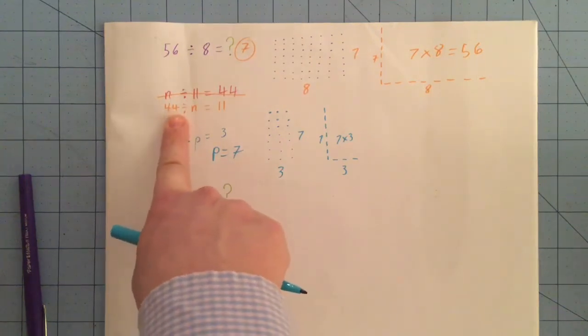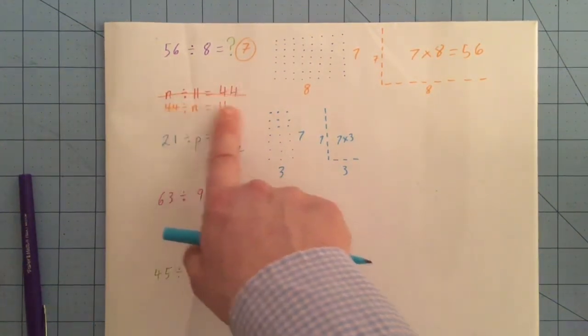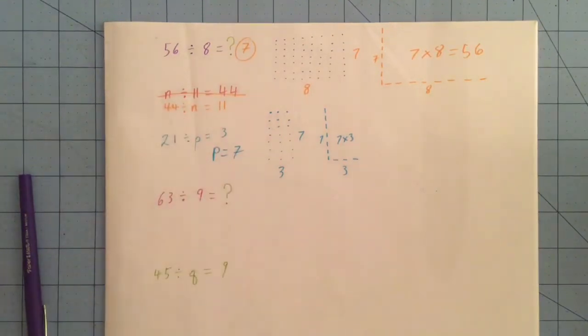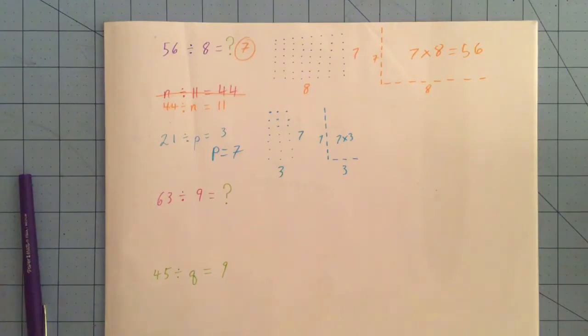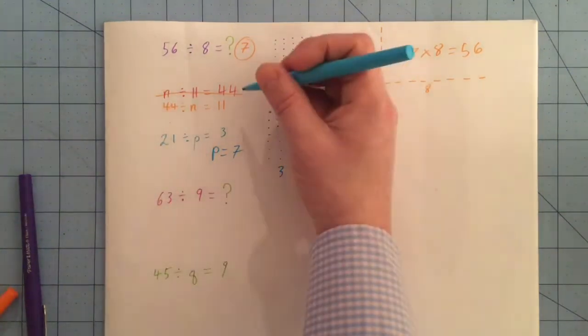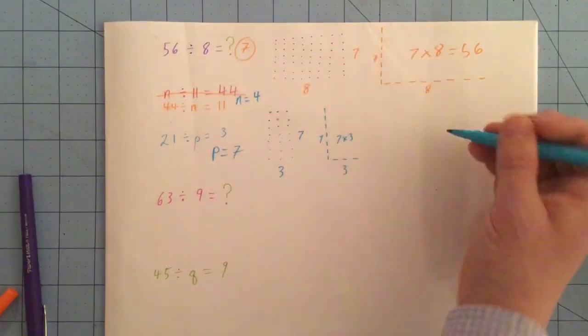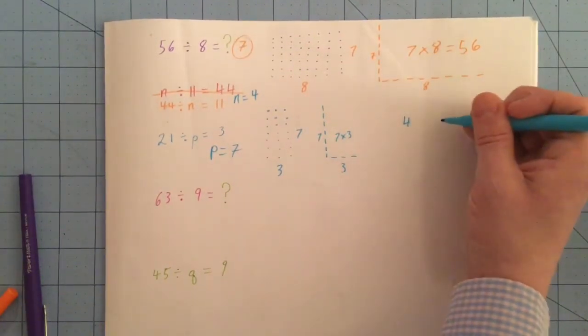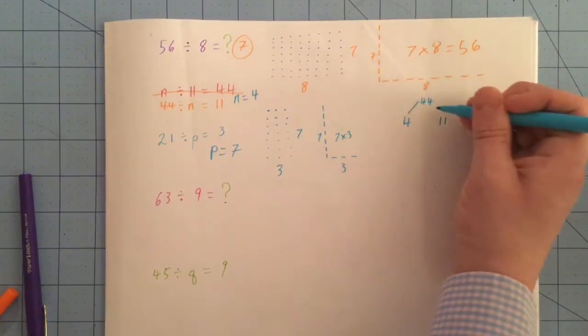How about this one? The one that melted people's brains, not the one that we're looking at, the one that I meant to give you, 44 divided by n equals 11. I would end up drawing 44 dots on that one. What you should have had for this one is the value of n being 4, because 4 times 11 makes 44.